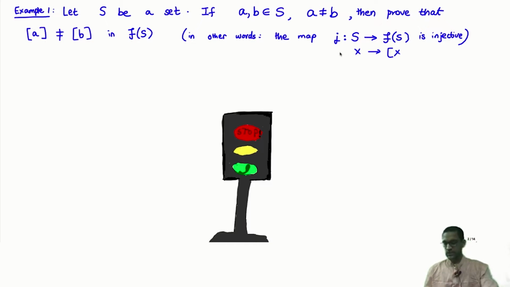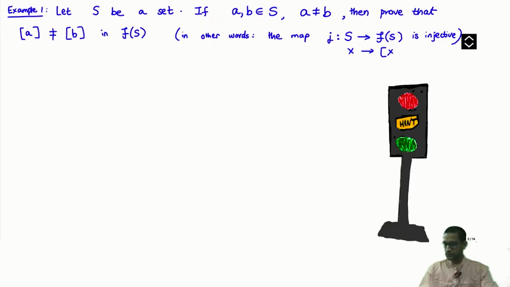Another way of saying this is that the map J from the set S to F of S that we talked about in the universal property, that map is in fact injective. So this is the map X going to the equivalence class of X. At this point, those of you who are watching the video, I would encourage you very much to try your hand at this problem first, but maybe pause the video and try it. But let me go on.